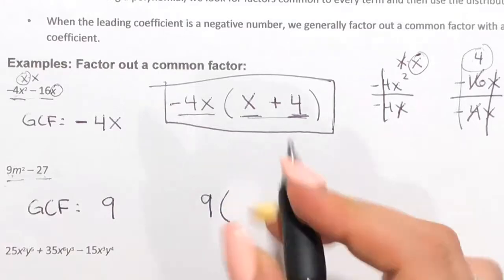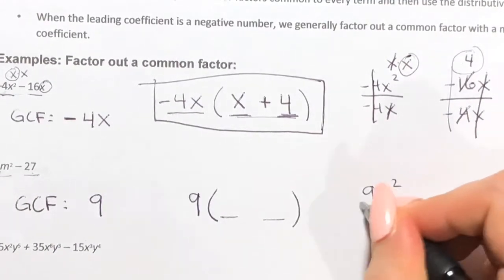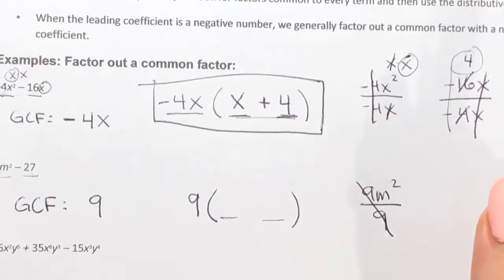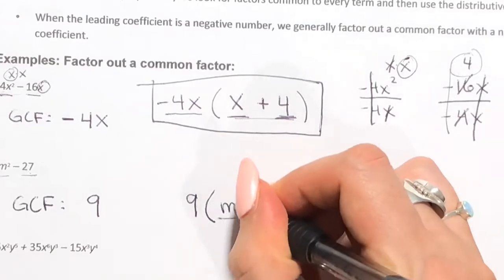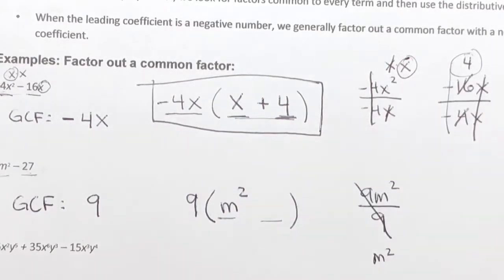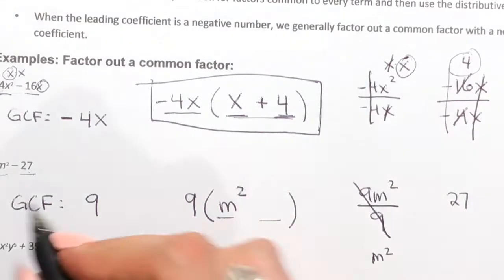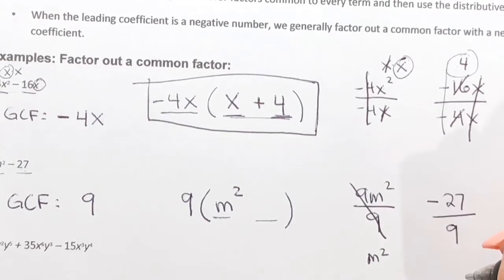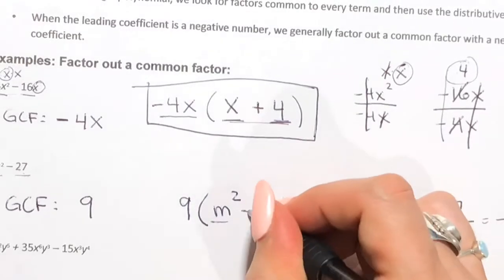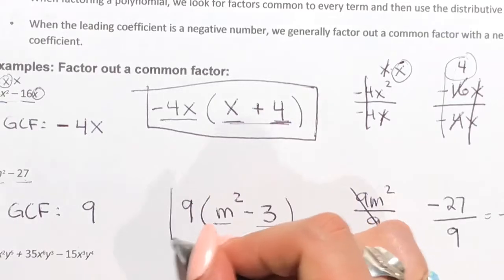So since I started with 2, I'm going to end with 2. So 9m squared, if I divide it by 9, the 9's cancel, and I'm just left with an m squared. So that's going to go on the first spot. And then we had our 27, and it was a minus 27, so we can bring that negative with. And if we divide that by 9, negative 27 divided by 9 is negative 3. So we're going to have a minus 3 on the inside. And then that would be our answer.